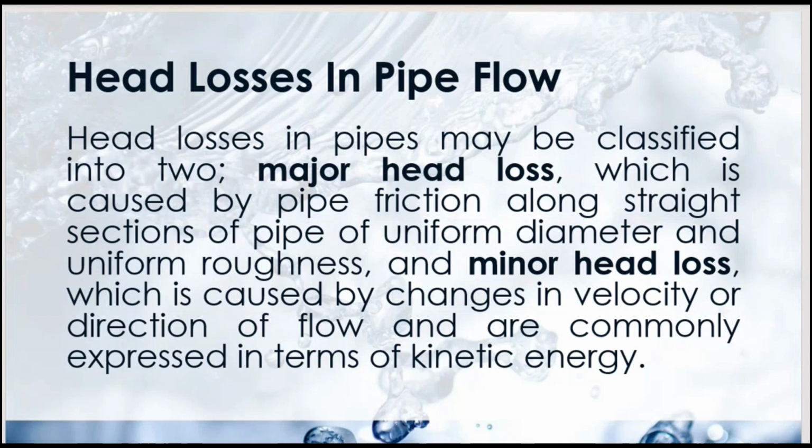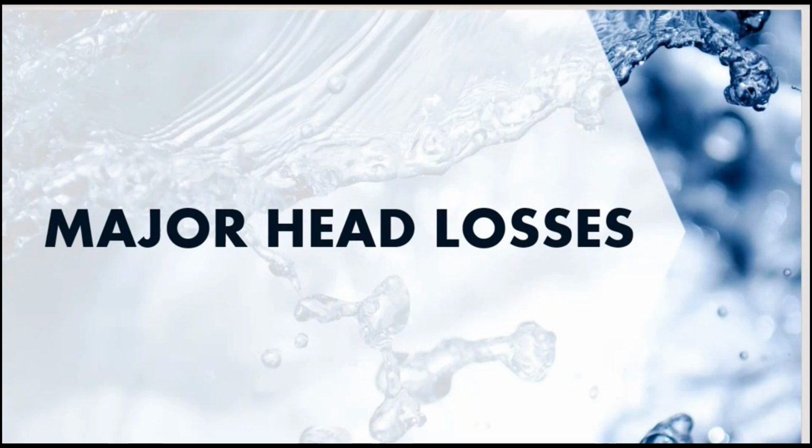On the other hand, we also have the minor head loss, which is caused by changes in the velocity or the direction of flow, commonly known as the kinetic energy of the fluid. If you still remember, the formula for the kinetic energy is V squared over 2g. That will be the one that we will encounter when we talk about minor head losses. But today, what we're going to talk about first is the major head losses.